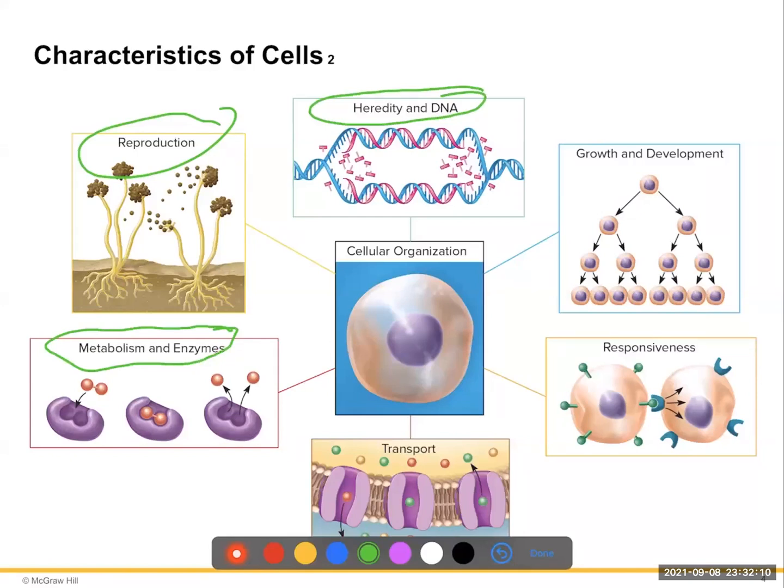You have to be able to grow and develop. You have to be responsive. You have to be able to respond to the environment. If something is bad, you have to move away from it. If something's good, you can move towards it. You have to respond to the environment. And you have to be able to transport materials. You have to transport nutrients inside the cell and transport waste outside the cell. So those are some of the characteristics of life.